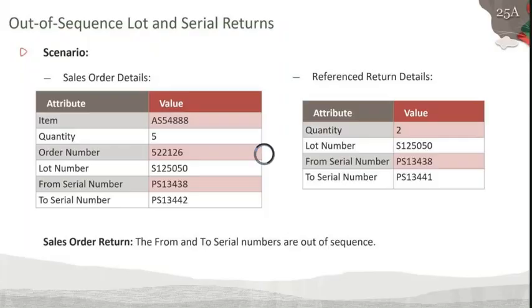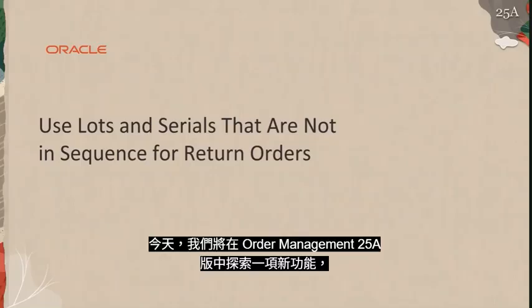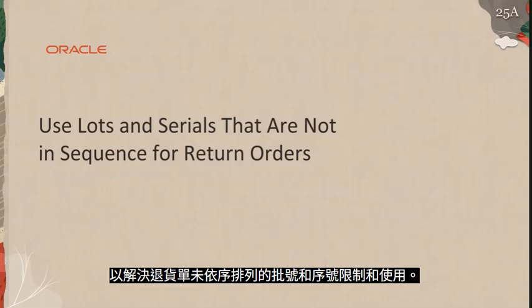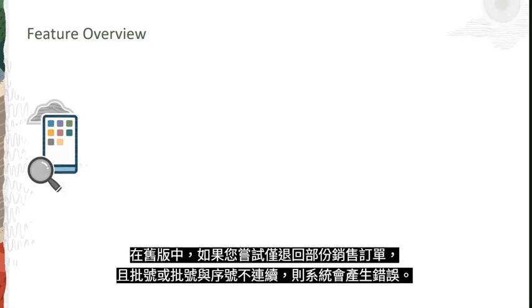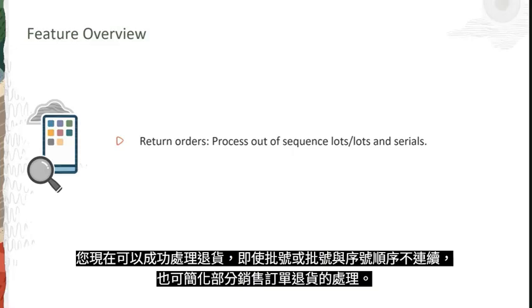Hello. Today we will explore a new feature in Order Management Release 25A that addresses the limitation in the use of lots and serials that are not in sequence for return orders. Previously, if you attempted to return an order and the lot, or the lot and serial, were not in sequence, the system would generate an error. With the 25A update, this limitation has been resolved. You can now successfully process returns even when the lot, or the lot and serial, are out of sequence, simplifying the handling of partial sales order returns.